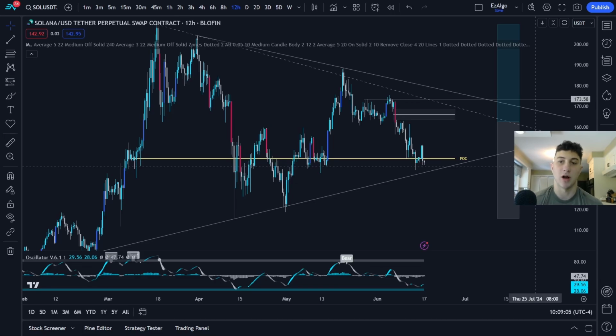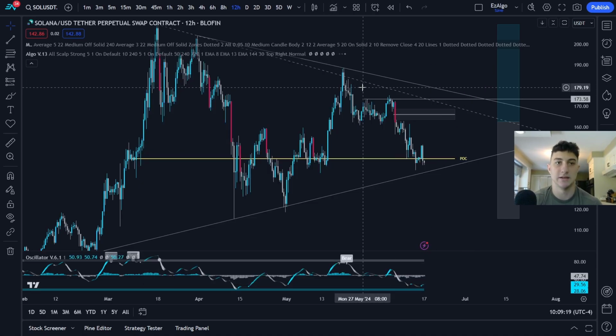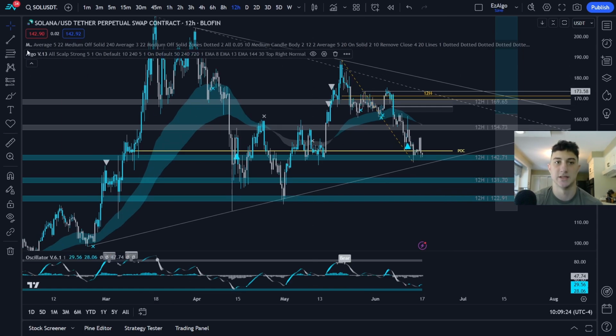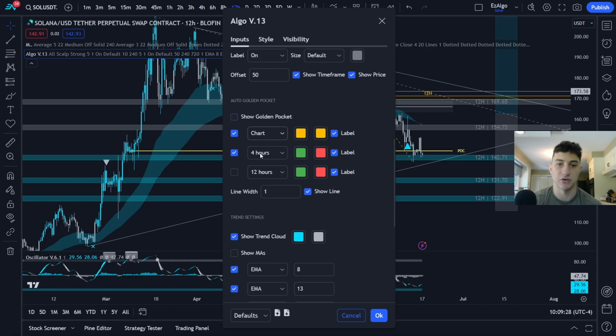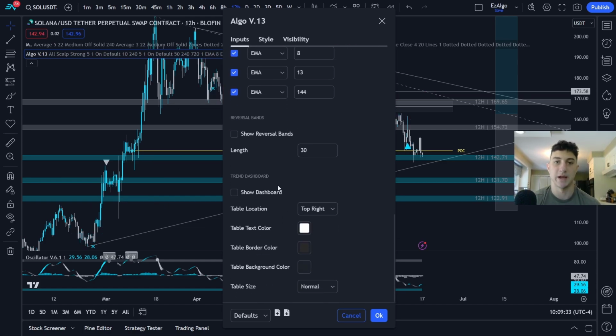All right, for even more confluence, my favorite confluence to use is key support or resistance levels using the Easy Algo trading indicator. So if we come up here to indicators, here you'll see Algo V13. All right, this is the Easy Algo trading indicator with the multi-time frame support and resistance zones. So I love to use the support and resistance zones here on the Easy Algo trading indicator. We also have the auto golden pocket, trend cloud, reversal bands, trend dashboard, a whole lot of inputs that make it super, super easy to identify potential trade setups. So I love using this indicator in confluence.